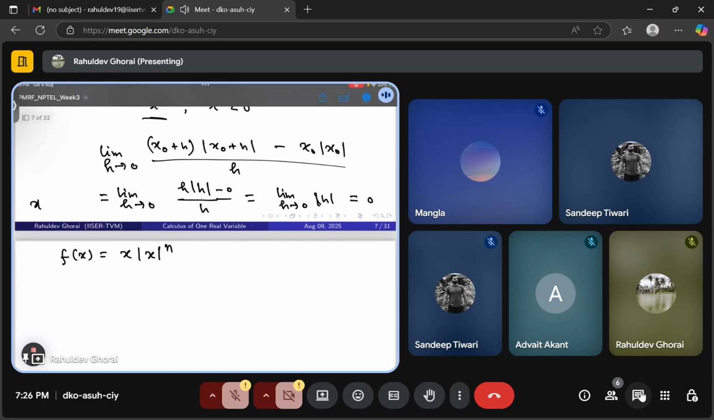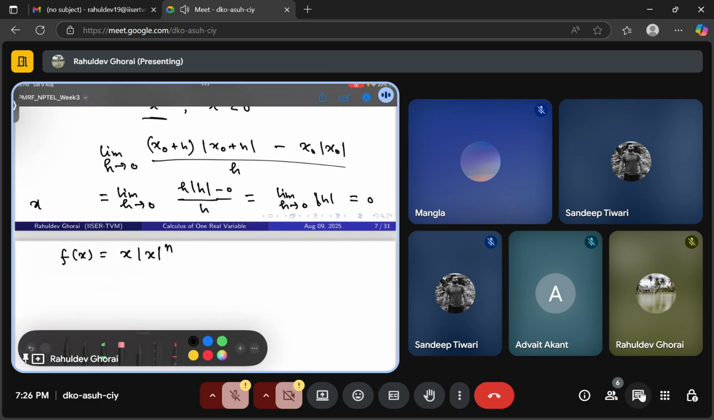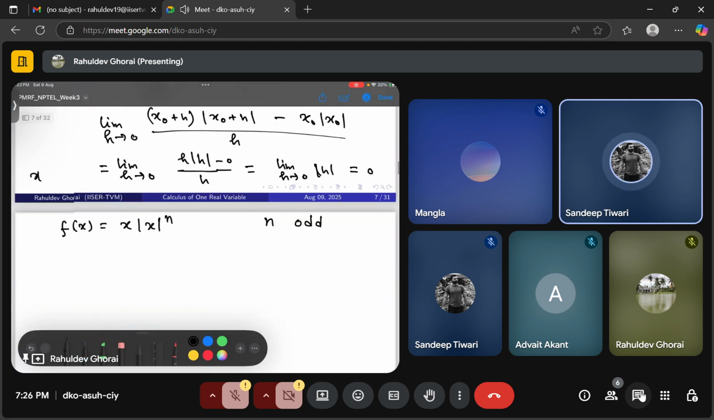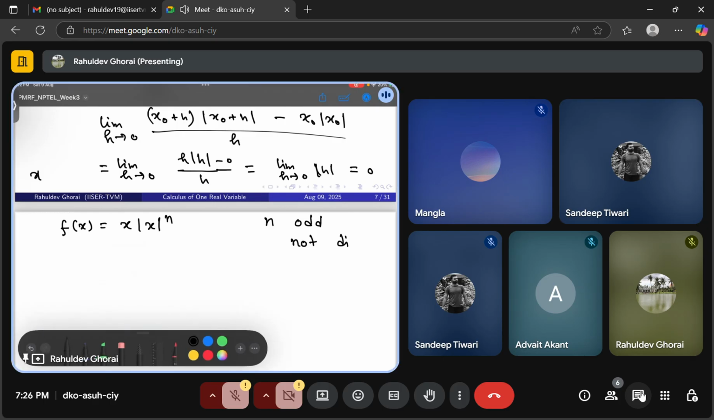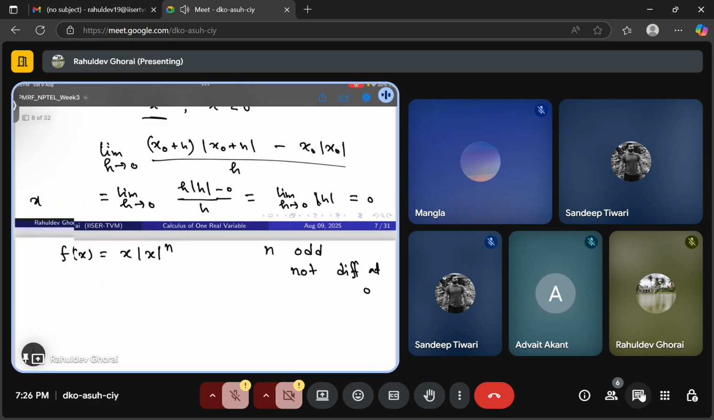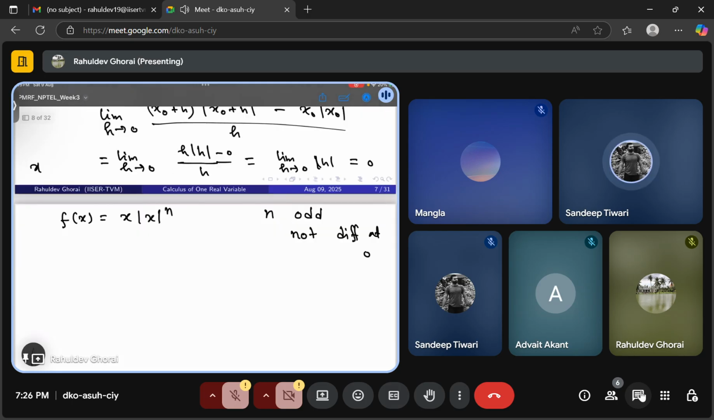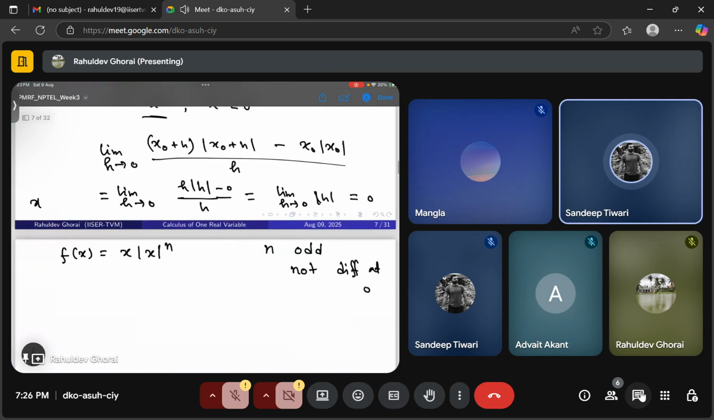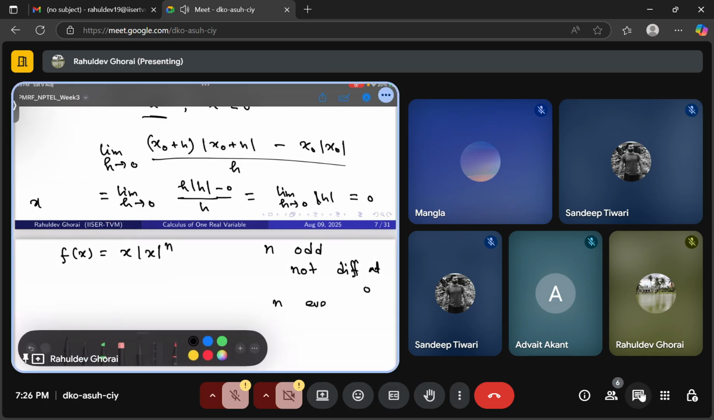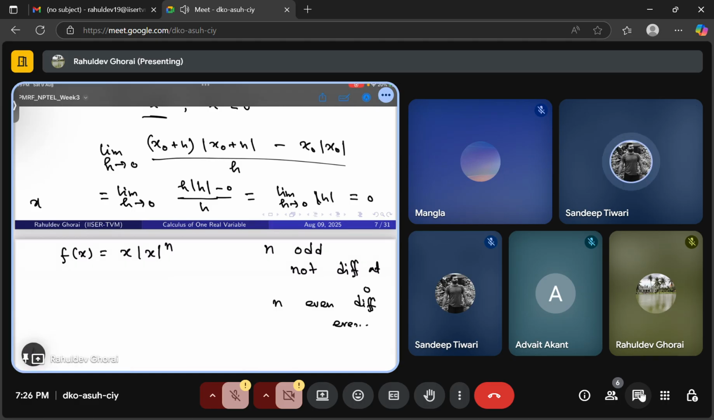If n is odd, then this is not differentiable at 0. But if n is even, then it is differentiable everywhere. Right? That's what you are telling. Yes.